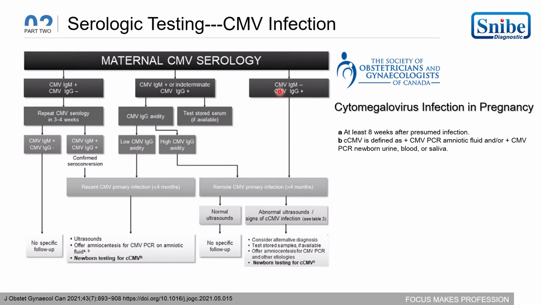So the last algorithm is where the CMV IgM is negative, but CMV IgG is positive. Then they have to determine if the CMV primary infection was more than 4 months ago, or the clinical history of the patient is required, or whether the pregnant woman is vaccinated.